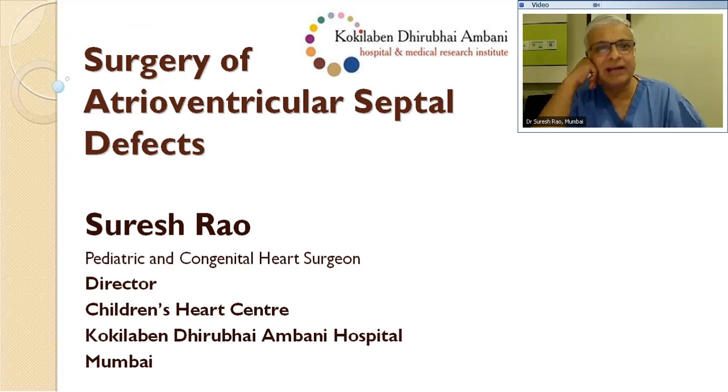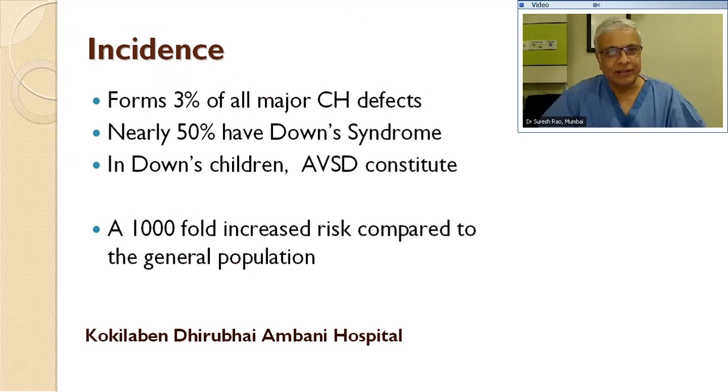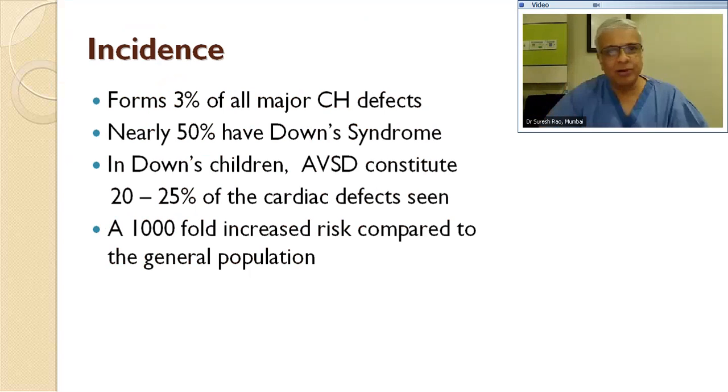Mumbai, and this evening's lecture I'll be talking on surgery of atrioventricular septal defects. And we all know that atrioventricular septal defects is not a very uncommon condition, but forms about 3% of all major congenital heart defects. And nearly 50% of these have got Down syndrome. And amongst those Down children, AVSD constitutes about a quarter of the cardiac defects seen in them. But if you take the general population, it's a 1,000-fold increase in the risk compared to the usual population.